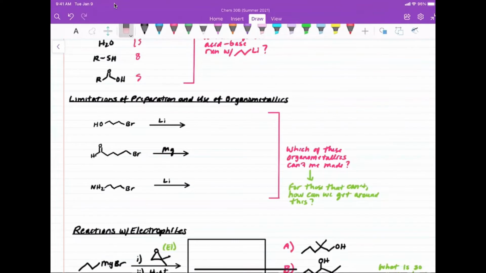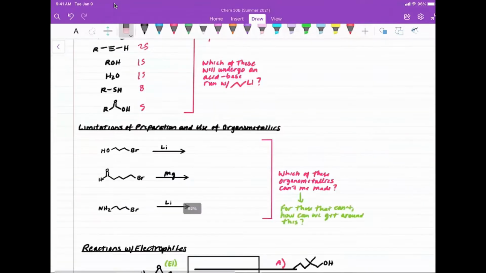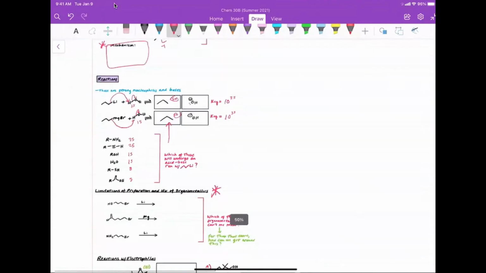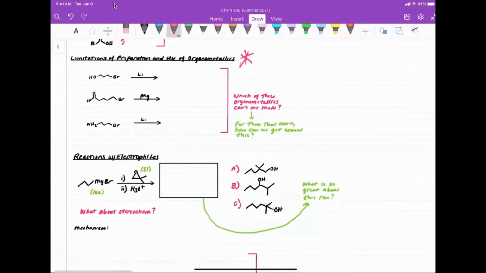And that brings us into the things we can and can't prepare with organometallic reagents. And this just has to do with functional group incompatibilities. So let's take a look at what those are. Actually, you know what? Let's come back to those. Yeah, let's come back to those. So we'll fill in the mechanisms next time. We'll fill in this issue of incompatibility next time.